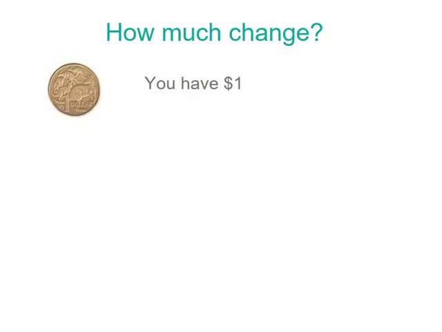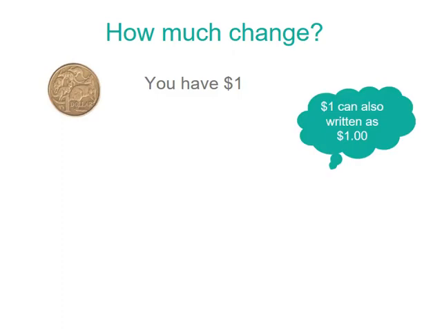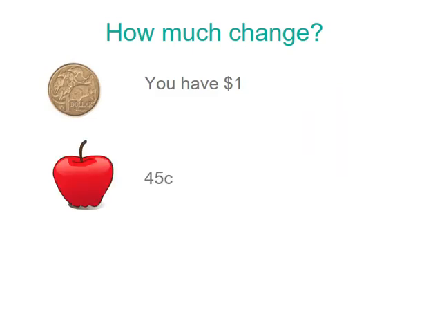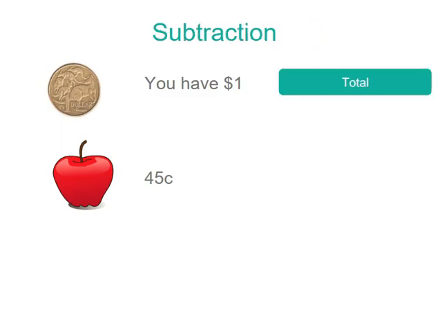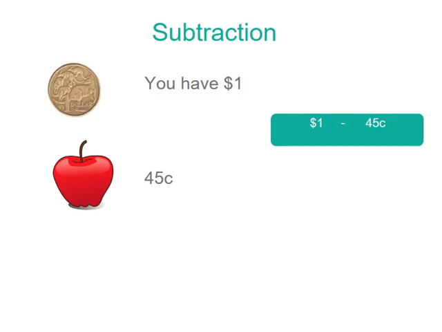You have $1, and we might also write that as 1.00, which means $1 and no cents. And your apple is 45 cents that you've just bought. So we need to calculate the difference between what you paid and what you had. So we're going to do a subtraction. The total, $1, less the purchase price, which is 45 cents. So we're going to work out $1 less 45 cents.